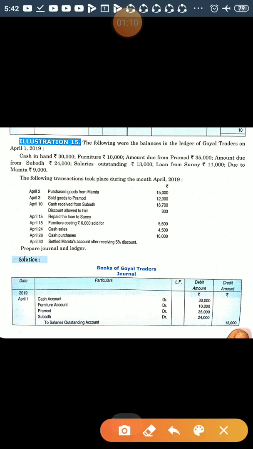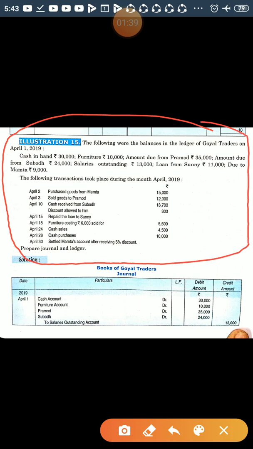So this is the question. The following were the balances in the ledger of Goel Trader on April 1st, 2019. Cash in hand 30,000, furniture 10,000, amount due from Pramod 35,000, amount due from Subodh 24,000, salary outstanding 13,000. So these are the transactions given. On the basis of these transactions, we will journalize them, and on the basis of the journal, we will prepare the ledger.